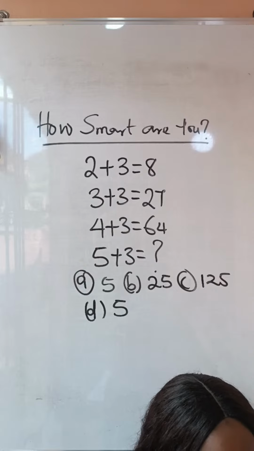Okay. Now, this is easy. You can see that 2 raised to the power of 3 will give you 8. You can see that, right? 2 raised to the power of 3 will give you 8.